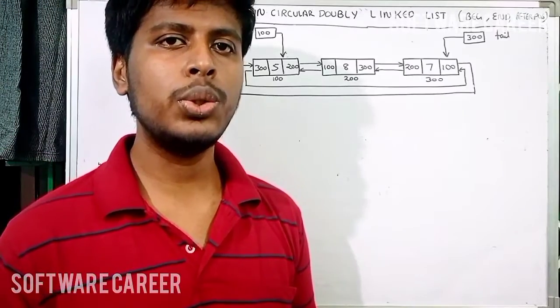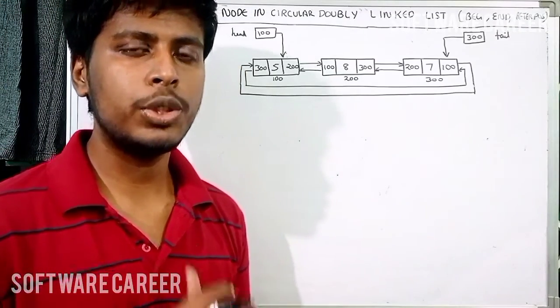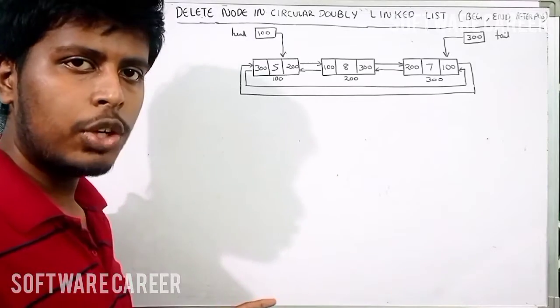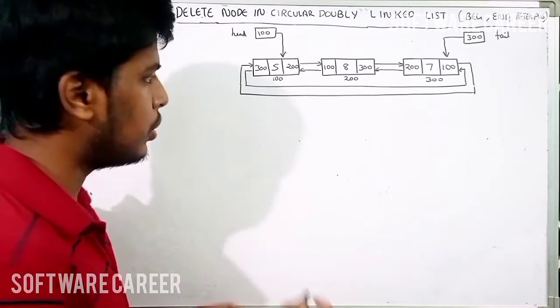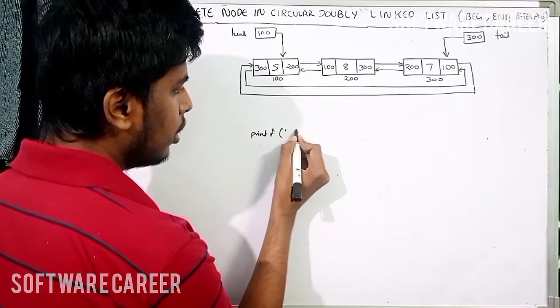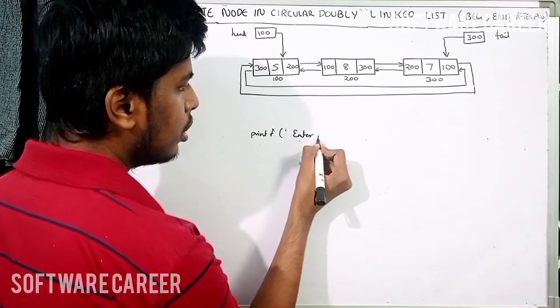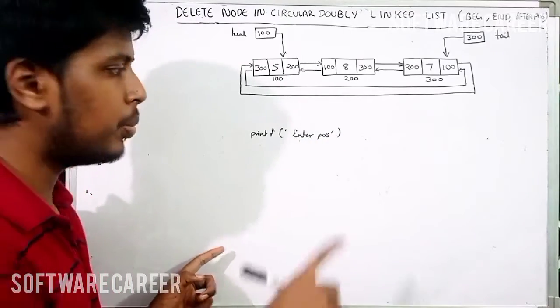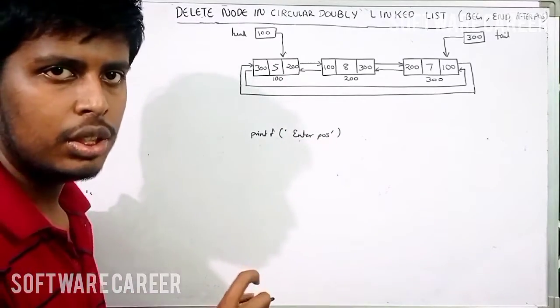Now I will teach you how to delete a node at a particular position in the doubly circular linked list. See, now you should ask the user at what position they want to delete. So see here, I am asking here, printf enter position. Now if the user enters the position, that should be stored in this position variable. So how to store?